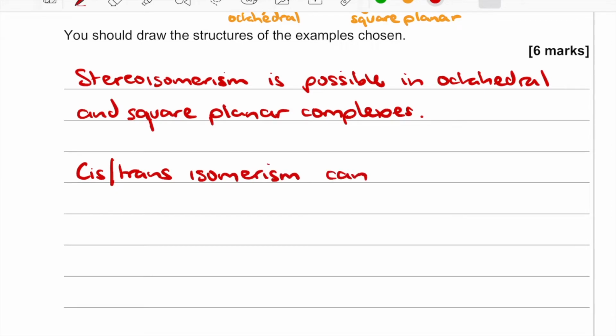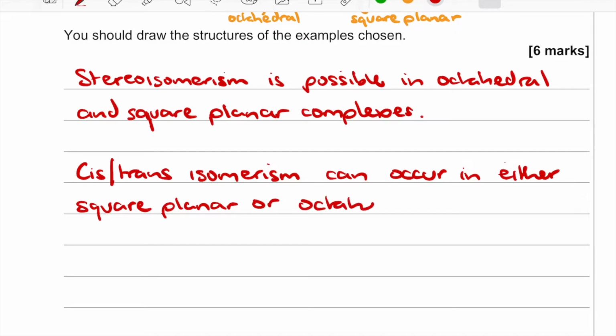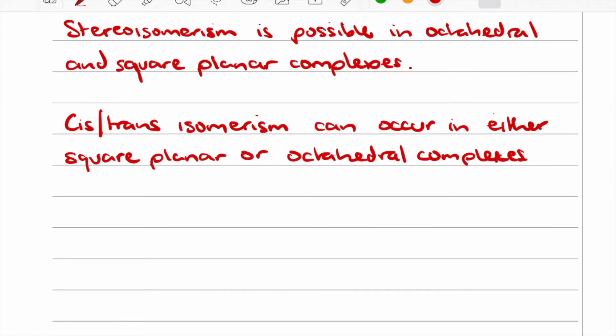can occur in either, or both, I guess, but whatever, either square planar or octahedral complexes. And now we need to draw examples of this, and we need to show what we mean. So we'll start with square planar, and I'm going to use the cisplatin structure because why not?